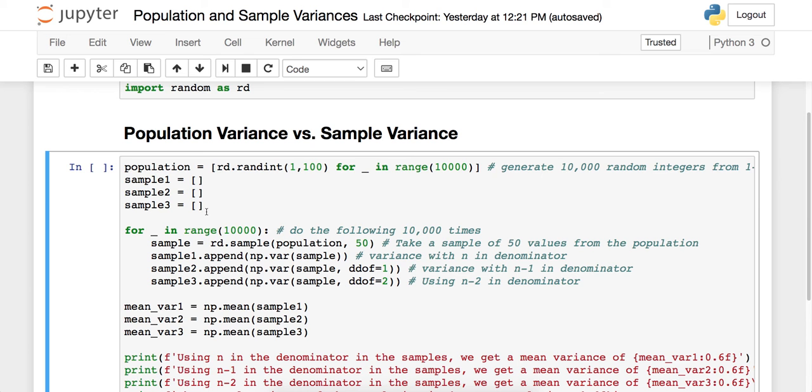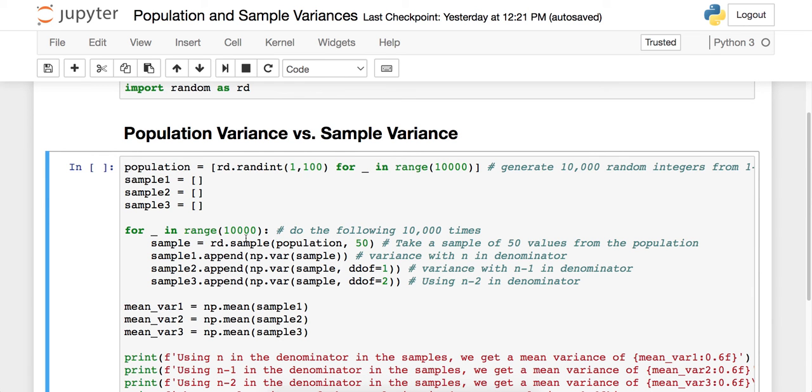So what we need to do is populate each of these lists. Essentially, I'm going to put 10,000 items in each list, so that's what range 10,000 is. For underscore in range 10,000 means we're going to do the following 10,000 times. We're going to take a sample of these 10,000 integers between 1 and 100. So we're going to sample from the population. We're going to take 50 of them. So out of the 10,000, we're going to take a sample of 50.